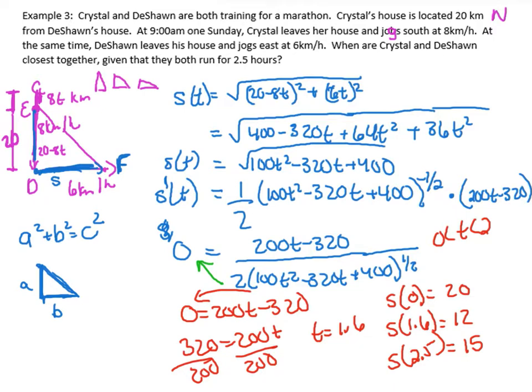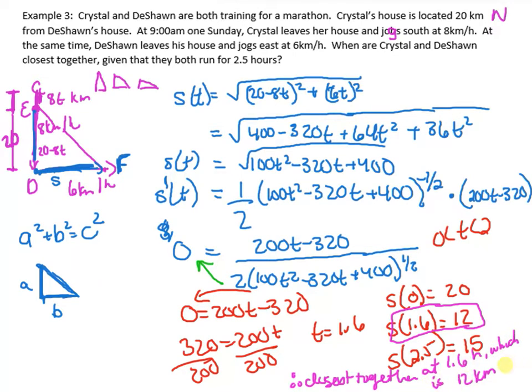So, when are they the closest together? Okay, we're looking at 20, 12, and 15. They're the closest together at 1.6 hours. Therefore, closest together at 1.6 hours, 12 kilometers, which is 12 kilometers away from each other.